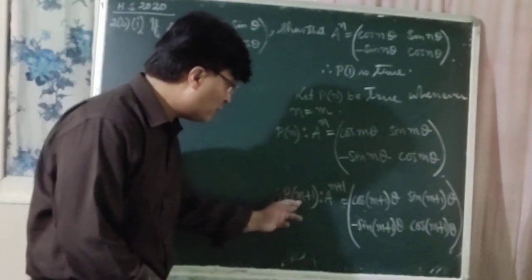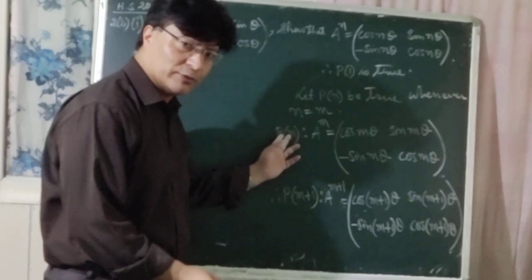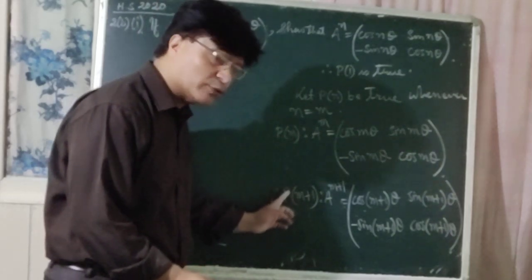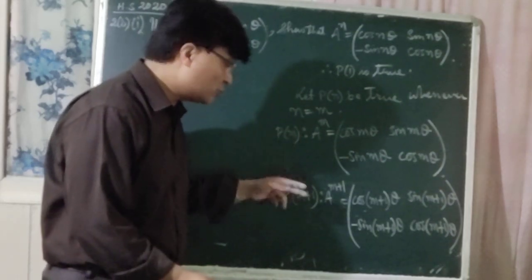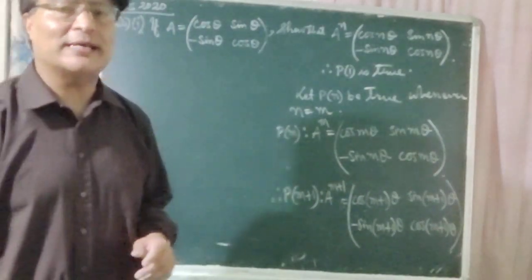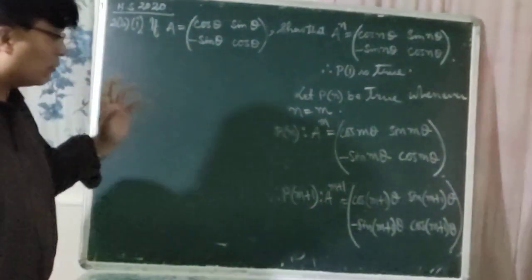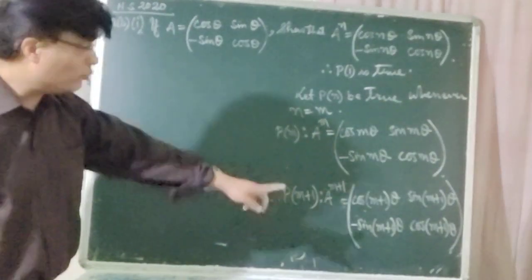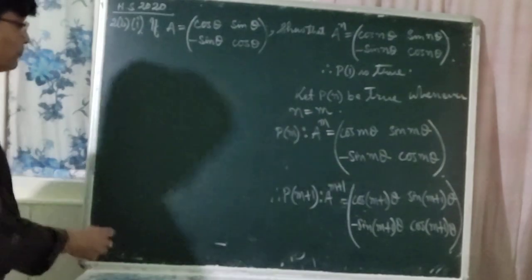If you can prove that P of n plus 1 is true whenever P of n is true, then since P1 is true, automatically P2 is true. If P2 is true, P3 is true. If P3 is true, P4 is true, and so on. That is, it is true for all natural values of n. Now let us prove that P of n plus 1 is true whenever P of n is true.